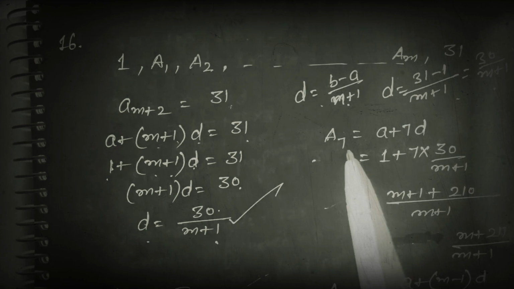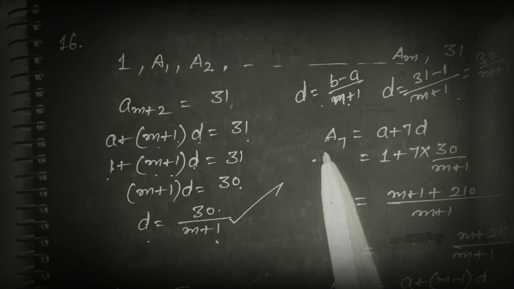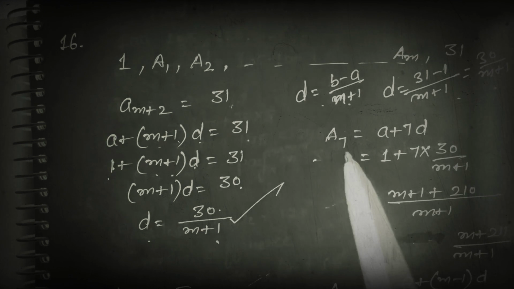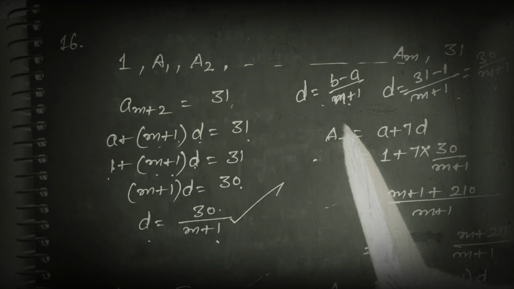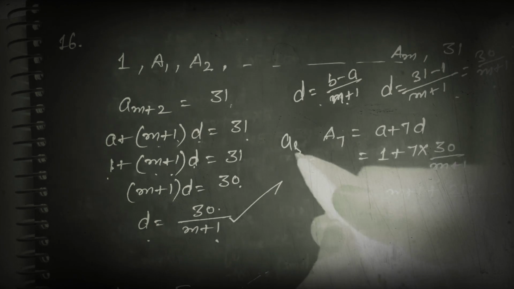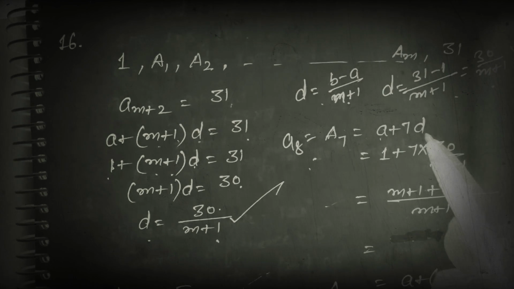So what is a7? We know that a7 is a plus 7d. 7th arithmetic mean is equal to a plus 7d because a7 is the 8th term और 8th term formula is a plus 7d.